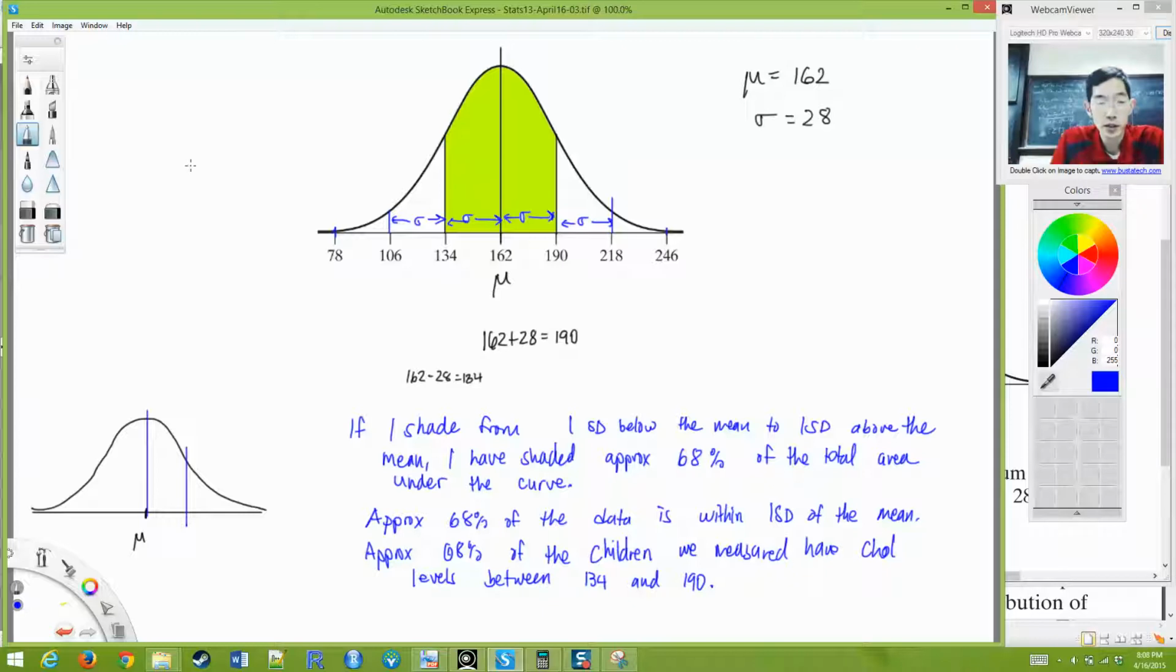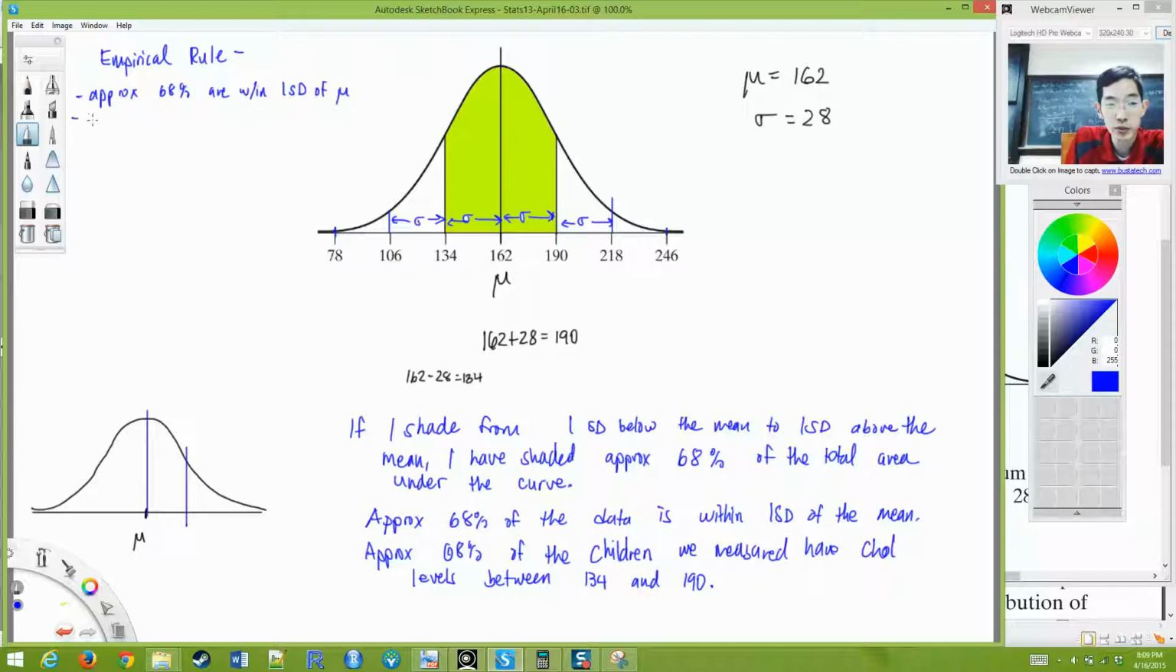All right, and so there's kind of like this empirical rule. So the empirical rule states that, let's see, how can I write this? Empirical rule, okay, approximately 68% are within 1 standard deviation of the mean. Okay, so the mean is at 162. If I add 28 and I subtract 28, that takes me to 134 and 190, and we're saying approximately 68% are within that range.